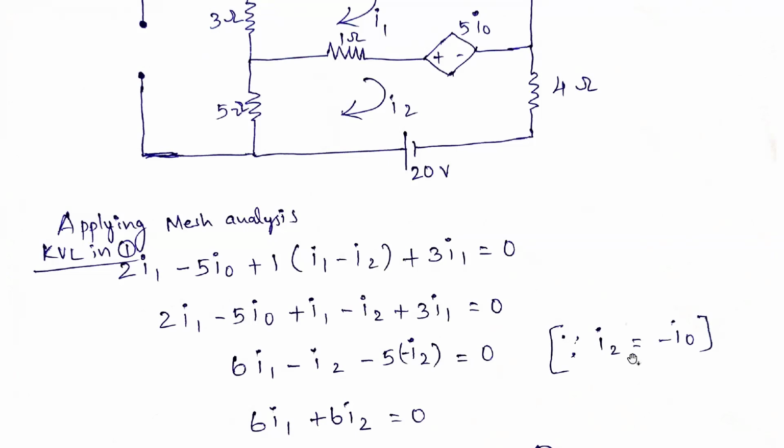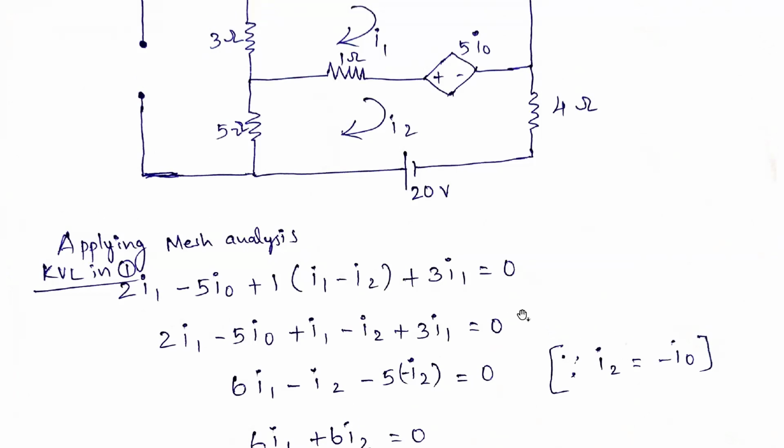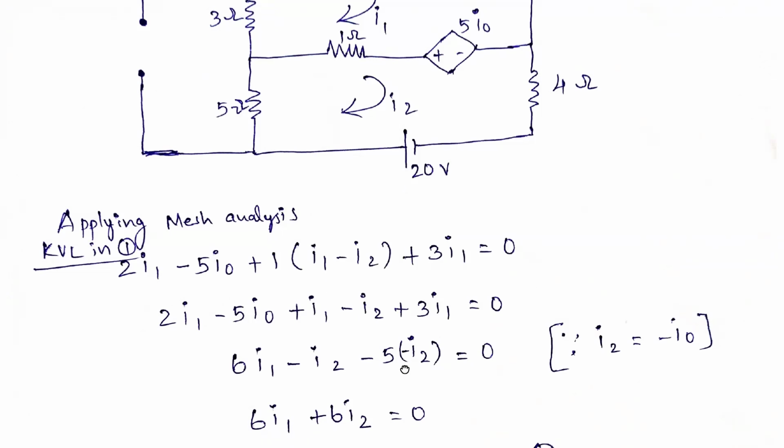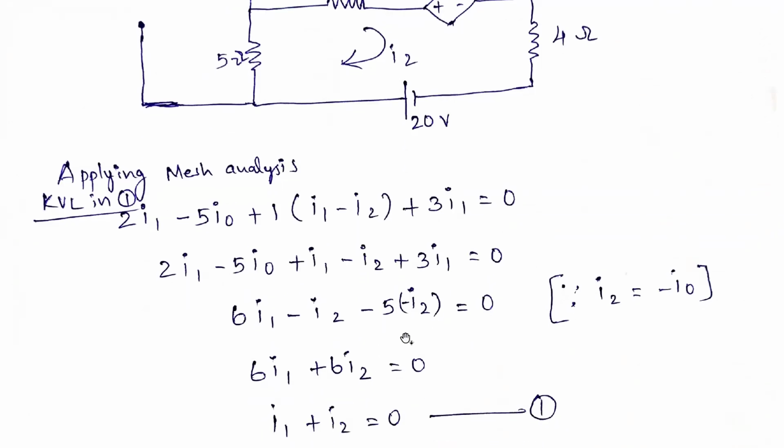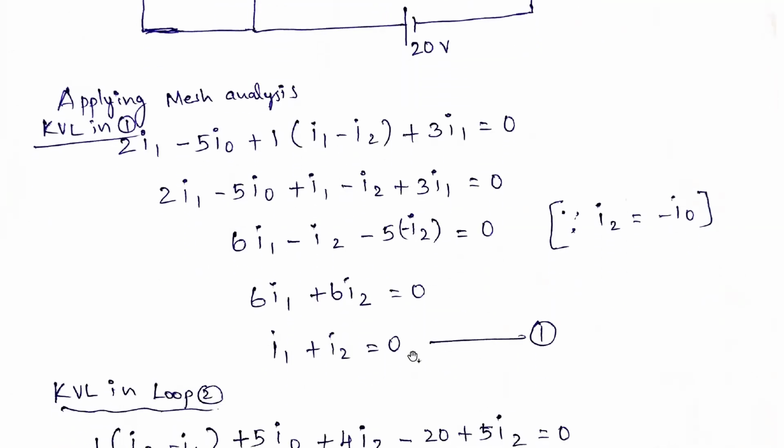So I2 is nothing but minus I naught. From the previous equation, because I2 is taken in one direction but I1 is flowing in the other, I2 is equal to minus I naught. So we substitute that here. Simplifying this, we get 6I1 plus I2 is equal to 0, taking this as equation number 1.